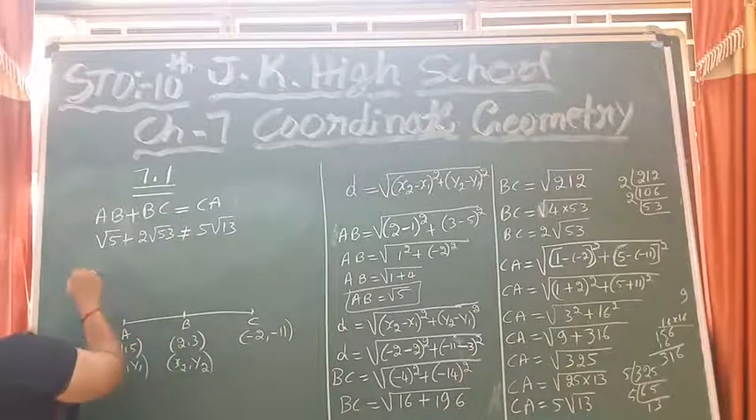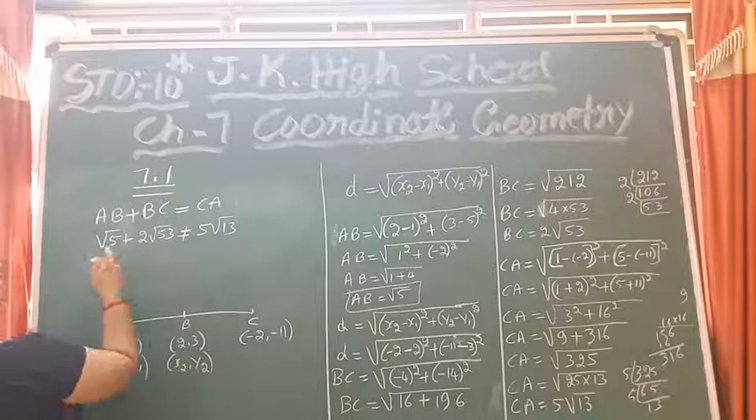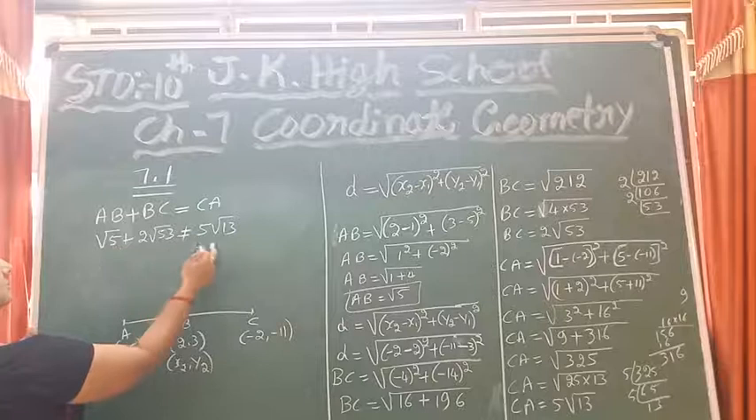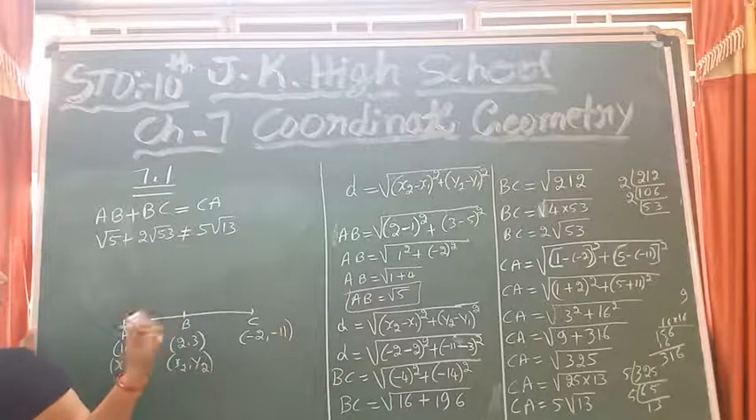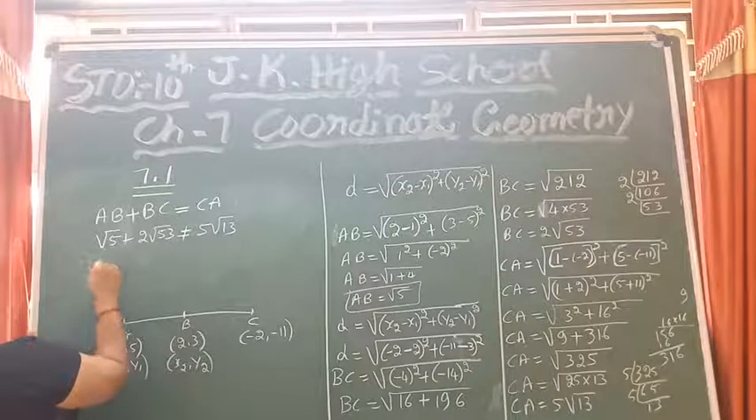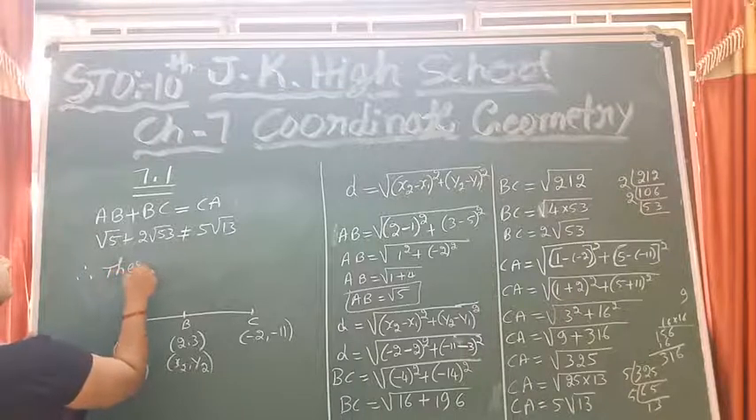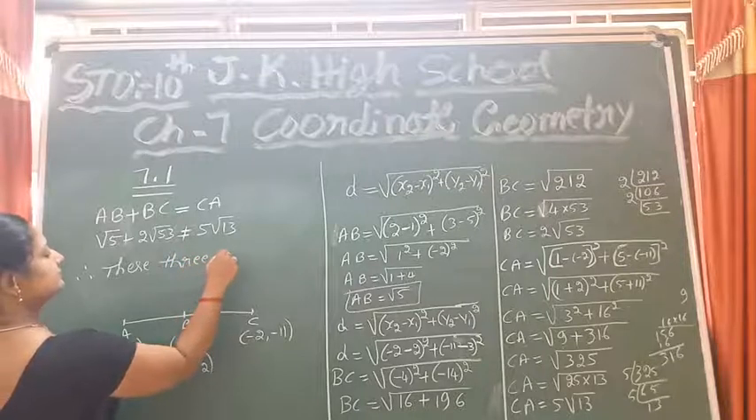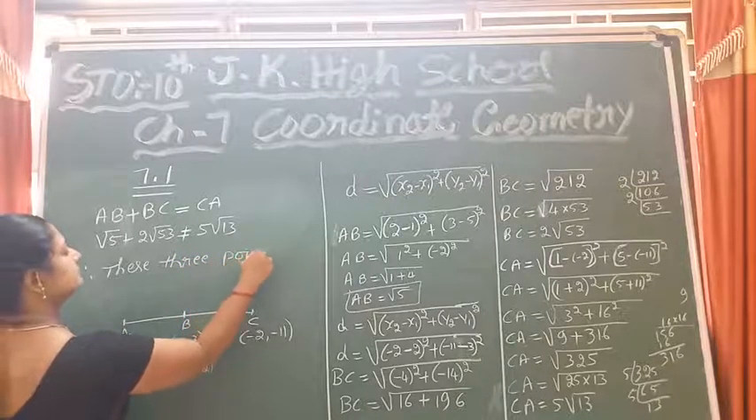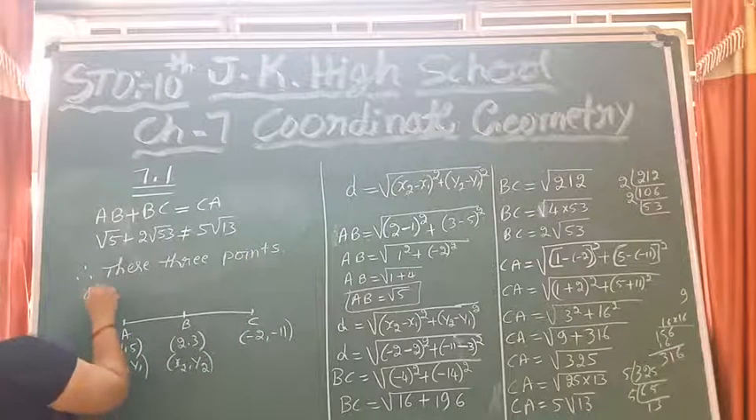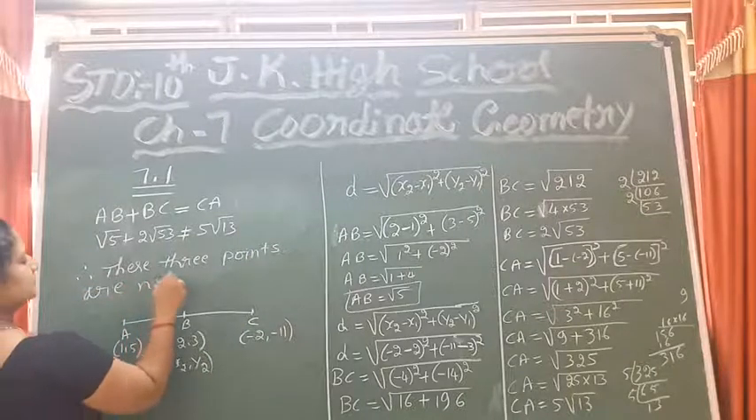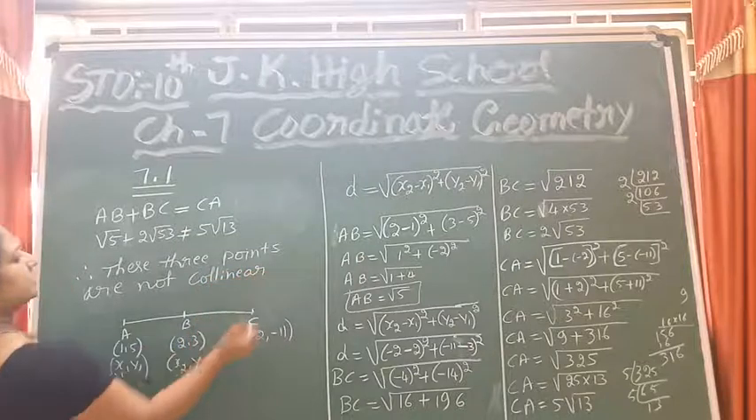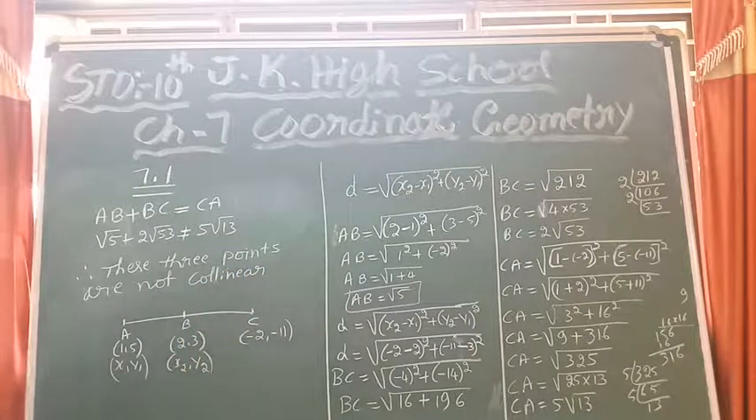So these 3 points are... Otherwise, see, we will come to know the sum of these two is greater than the third side. Sum of these two is greater than third side means it forms a triangle. Is not equal, therefore these 3 points are not collinear. Okay children, write down, these 3 points are not collinear.